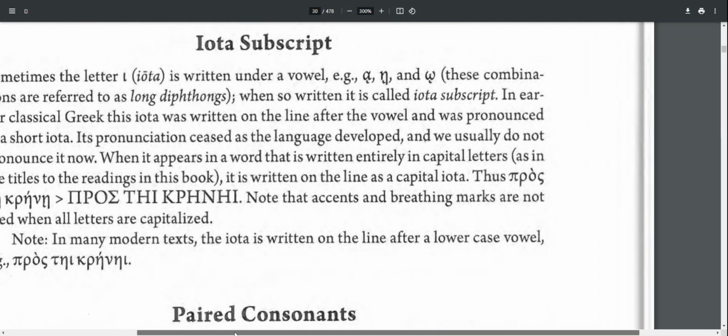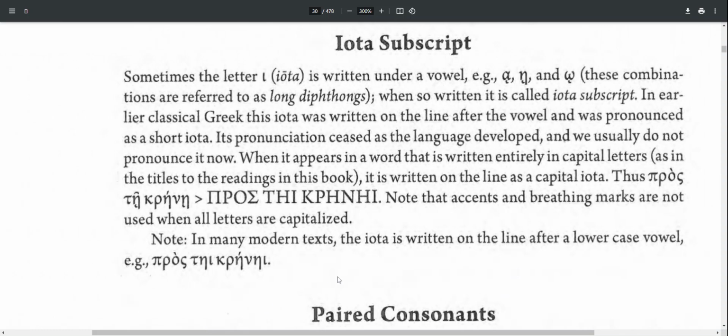So sometimes when you write words using only capital letters, nowadays in modern books, you write those iotas beside the letters. You call that iota adscript. Here you see the same title, pros te krene. I can pronounce the iota subscript, or I can not pronounce it: pros te krene.